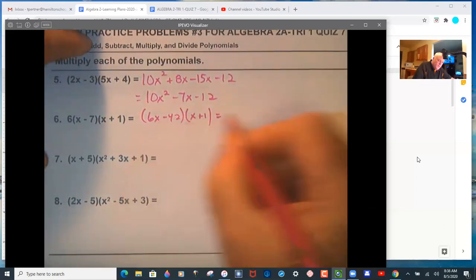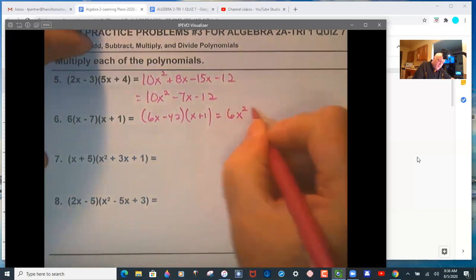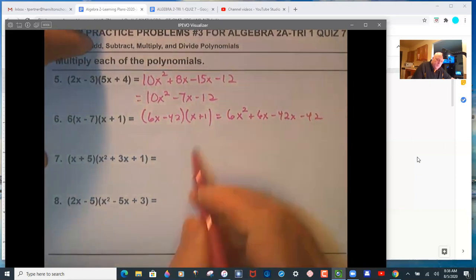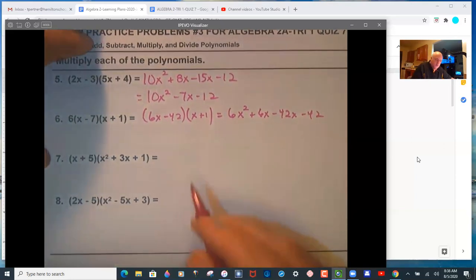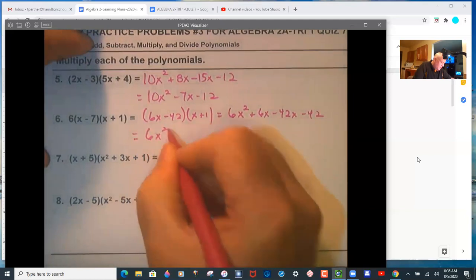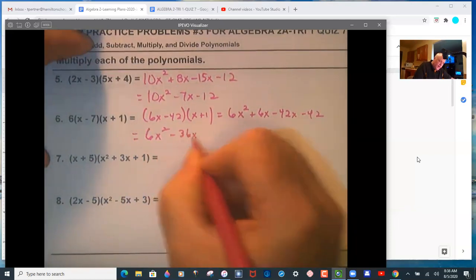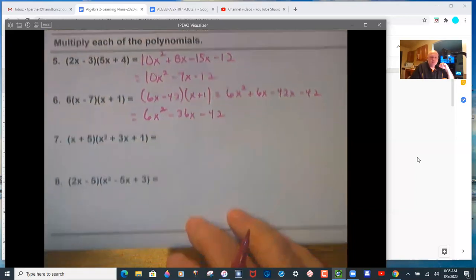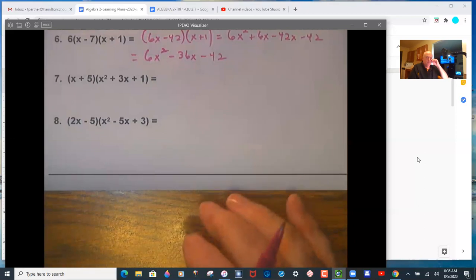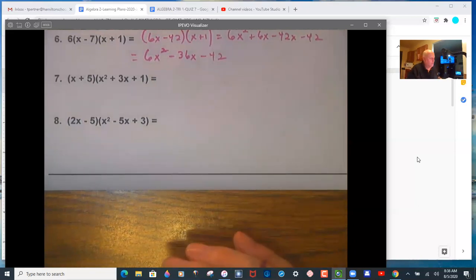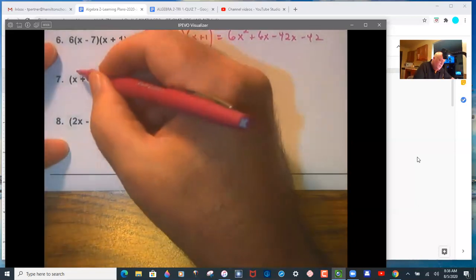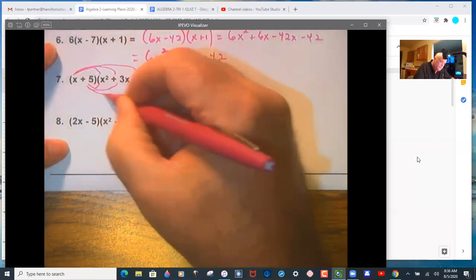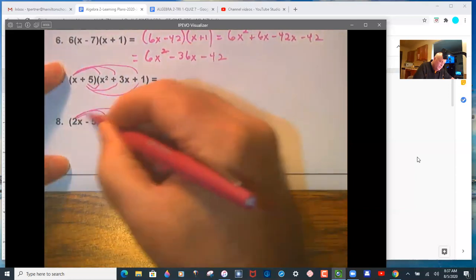So 6x squared plus 6x minus 42x minus 42. First, outer, inner, last. So 6x squared minus 36x minus 42. Okay, so we have 6 products to do on both of these.